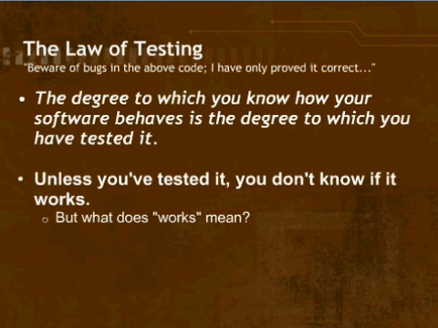Basically, this law says that the degree to which you know how your software behaves is the degree to which you have tested it. Some people have argued, well, I could run a prover over my system, and that would tell me what it's doing without having to run it. That's true, but what you've really done is you have actually tested it. You've tested it against an abstract universe, against a computer that doesn't actually exist.